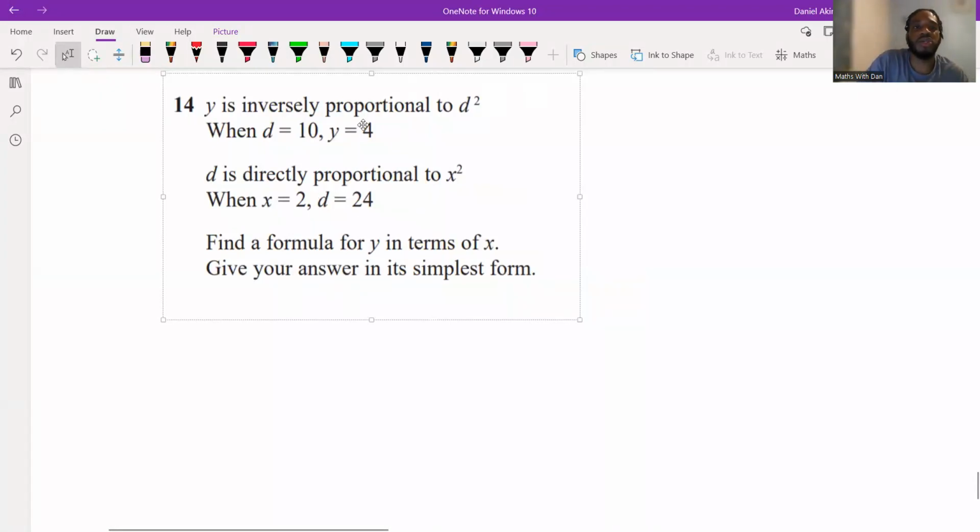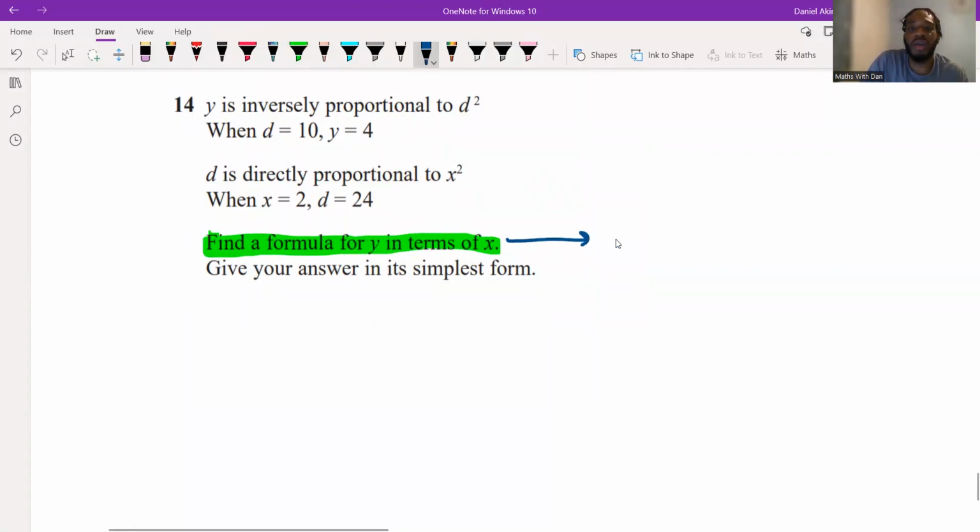So the way I look at these questions is if I look at what they're actually asking us, this sentence here: find a formula for y in terms of x. What does that mean? Well, that means that our final line is going to have some formula for y and it's going to have an x in it somehow. That's what it means when it says y in terms of x. So now I'm going to take each piece of information, information one, information two, and then work with these.